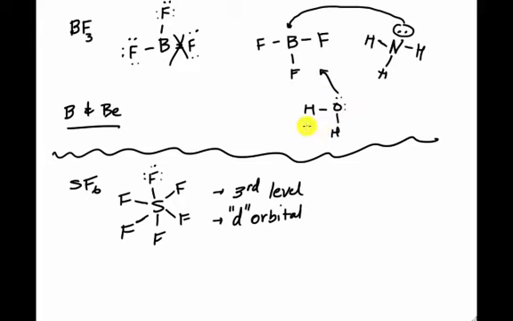Anyway, that's a little bit more than you need, but watch for the deficient octets, watch for the expanded octets, third energy level d orbitals, beryllium and boron for the deficient, and don't forget about resonance.